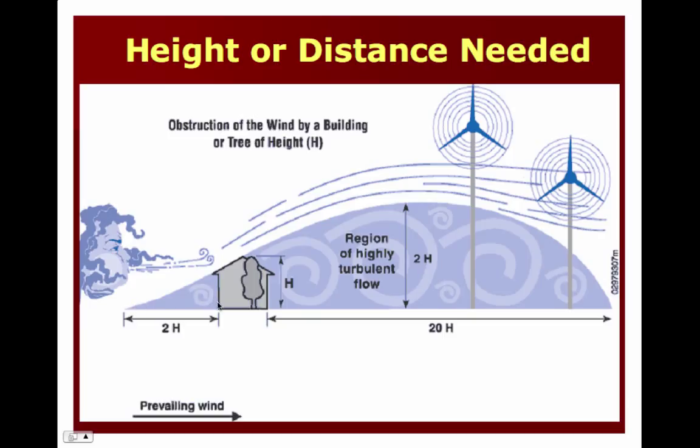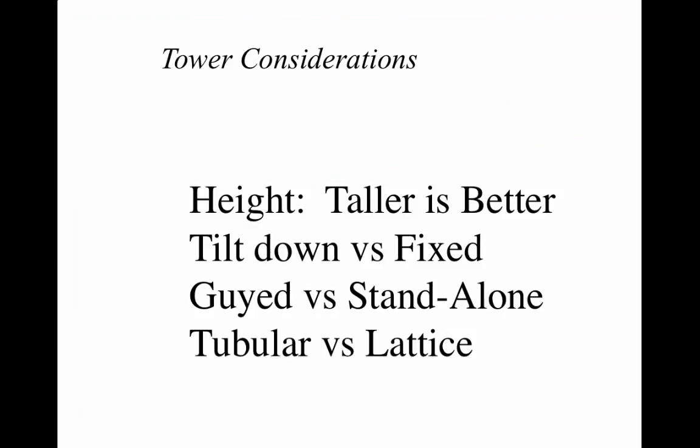But when air hits an obstruction, for example this house, it starts to have turbulence before the house, up to 2 times the height of the obstruction upwind, and up to 20 times the height of the obstruction downwind before the wind becomes clear again. So it's important. The typical rule of thumb for small wind turbines is 50 feet taller than anything within 300 feet distance in every direction. You can see that the region of highly turbulent flow extends for 18 times the height of the obstruction downwind. So it's got quite a large area where there's an effect.